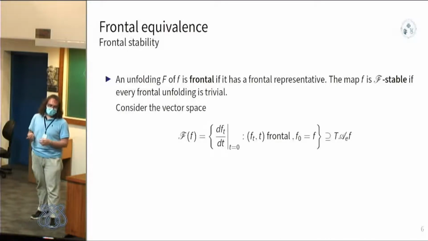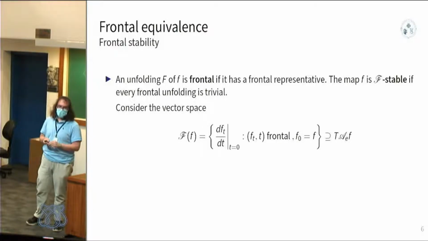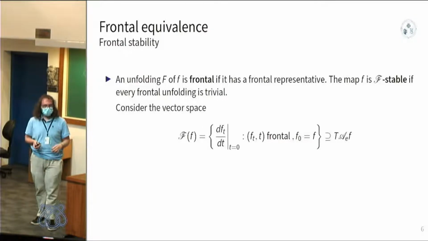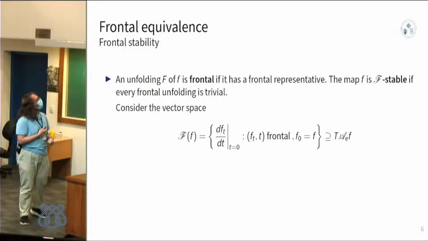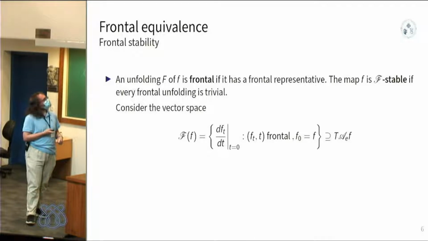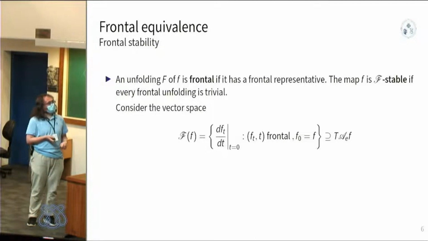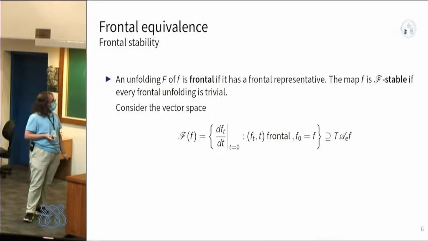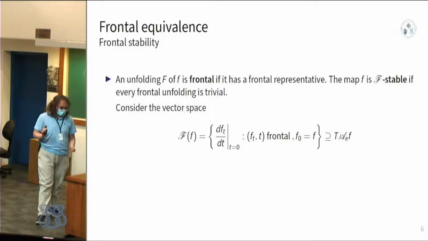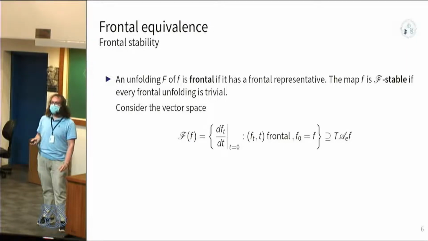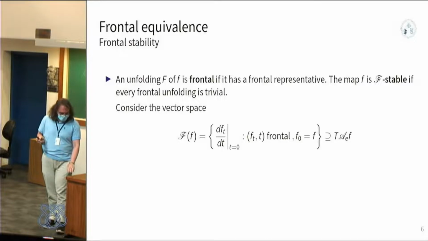Now we construct this vector space, which is given by taking frontal unfoldings of one parameter and then taking the velocity vector at time t equals 0. We will call this space Fr of f, or just the frontal infinitesimal deformations. In particular, it contains what is called the A-tangent space, which consists of the deformations that are trivial under A-equivalence, which is one of the usual notions of equivalence we use in singularity theory.